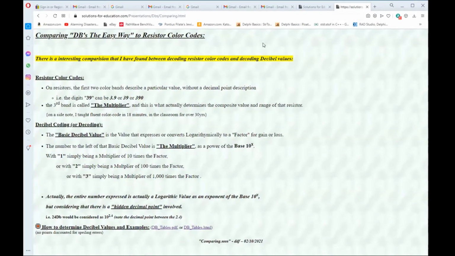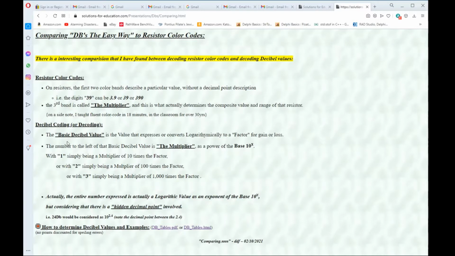It was rather interesting. I found that there is an interesting comparison between decoding resistor color codes and decoding decibel values. Decibel, not decimal. All right. Here's what we find in color codes for resistors. Well, we know that the first two bands indicate the value. It could be 39, which could be 3.9, 39, or 390. We know that. How do we know what's what? Well, besides the tolerance, the third band is the multiplier. Well, everybody knows that. Well, as it turns out, when you get into decibels, it's the same thing.